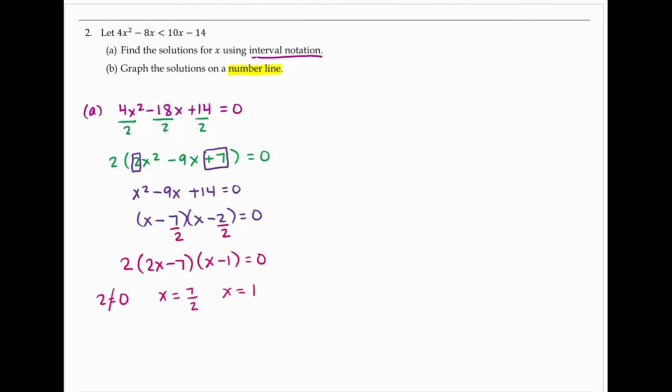Now, I am going to do part B. I am going to graph it. I'm going to test out the solutions. I'm going to test out the interval. Where would my solution lie? All right, so in order, we have 1 would be the smallest number, 7/2, 3.5 would be bigger than that.